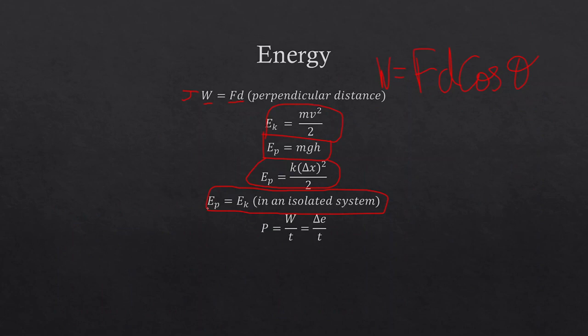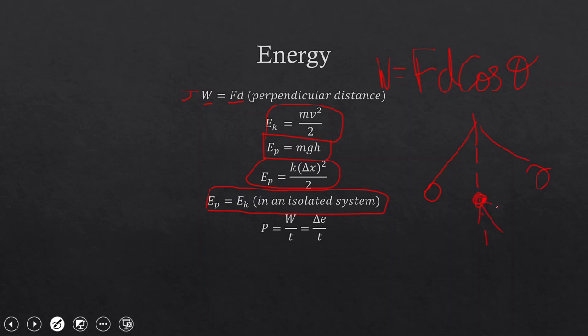And what happens is that as kinetic energy gains, potential energy decreases. As the potential energy increases, kinetic energy decreases. And a very good example of that would be something like a pendulum. So if you have this pendulum, it has its maximum speed right about here.